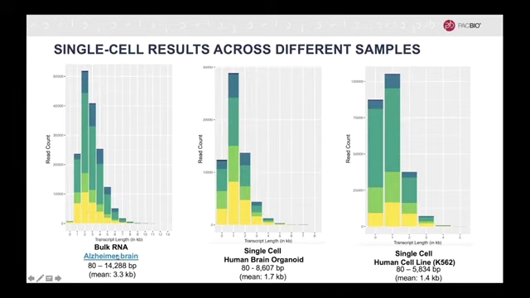So again, here we have the bulk RNA that we just talked about from the Alzheimer's brain. And here we have single cell experiments, one on the human brain organoid and one on the human cell line. And just comparing these, because you have the transcript length here on the x-axis, you can see that there's definitely a shift towards the shorter ones. So this is something that we can see, that depending on which single cell platform you use to sort your cells, there is definitely a preference towards the shorter fragments.